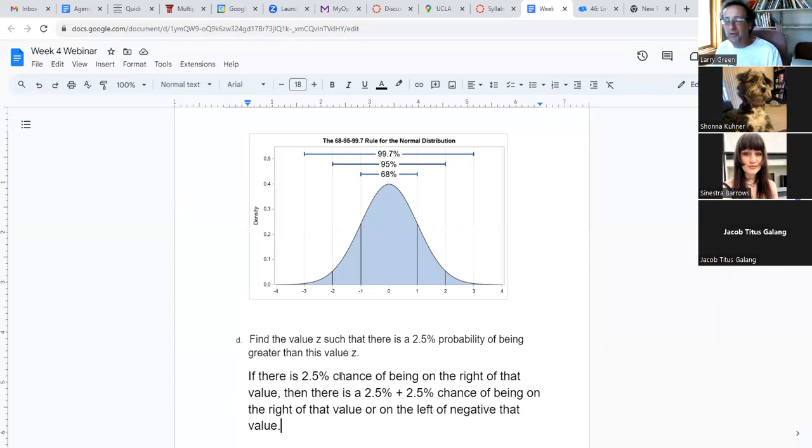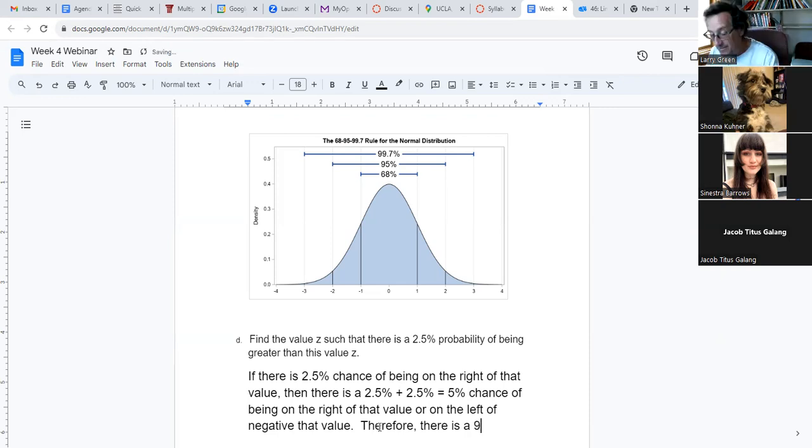Okay, what's 2.5% plus 2.5%? Hopefully you can do that, probably without a calculator. So I'm actually going to put this here equals 5%. Okay, if there's 5% chance of being on these outsides, what's the percent chance of being inside? Yeah, 95%, because 100% minus 5% is 95%.